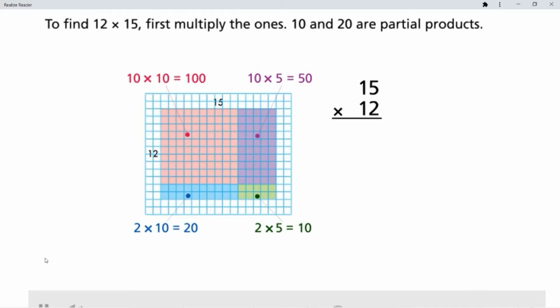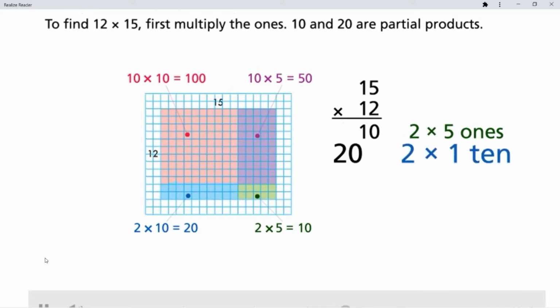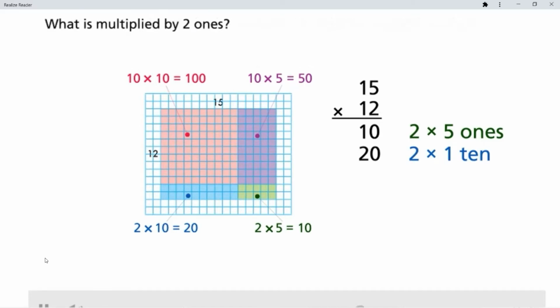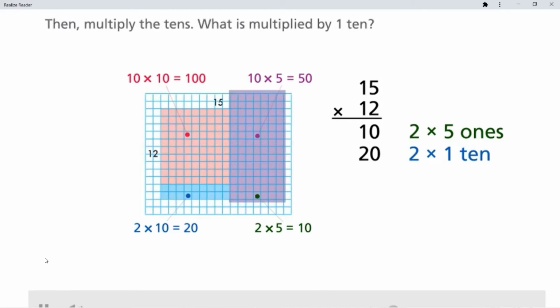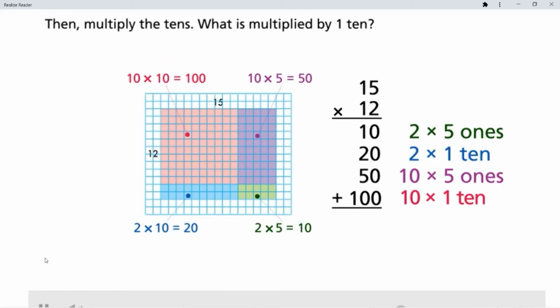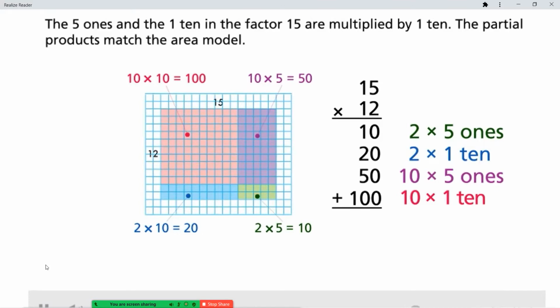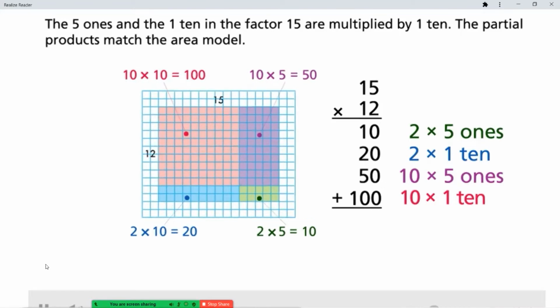To find 12 times 15, first multiply the ones. 10 and 20 are partial products. What is multiplied by 2 ones? The 5 ones and the 1 ten in the factor 15 are multiplied by 2 ones. Then multiply the tens. What is multiplied by 1 ten? The 5 ones and the 1 ten in the factor 15 are multiplied by 1 ten. The partial products match the area model.